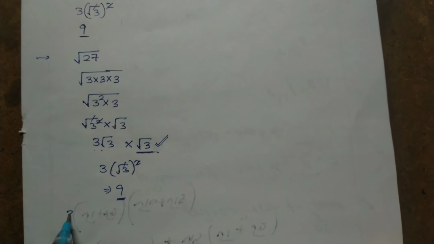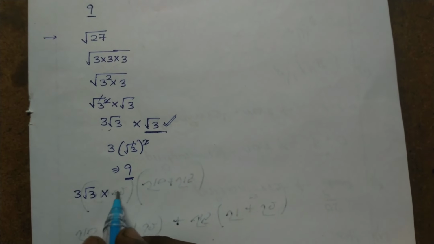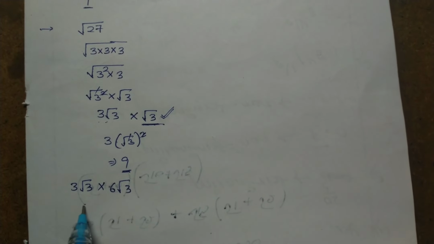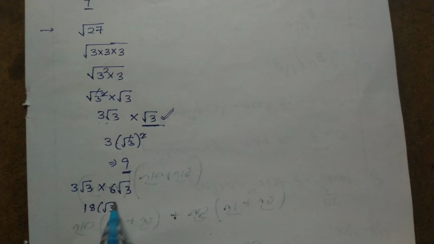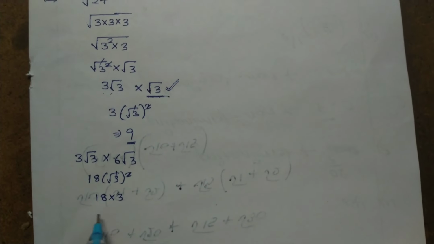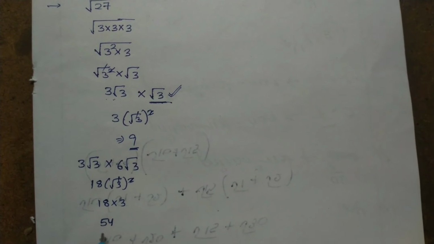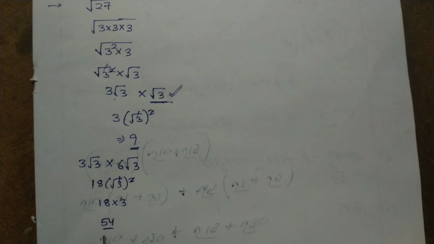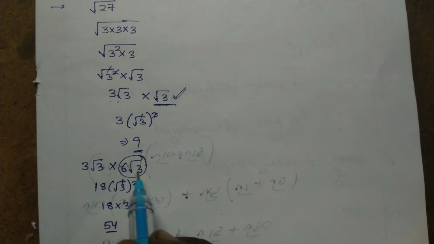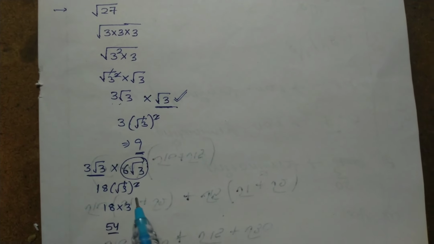Suppose you may get a doubt, sir, we have 3 root 3. What we will do, we will multiply it with 6 root 3. Then what are you going to get? 18 into root 3 whole square. Then you are going to get 18 into 3, that is nothing but 54. So here also we got a rational number, right? Then this 6 root 3 is also a rationalizing factor for this 3 root 3.